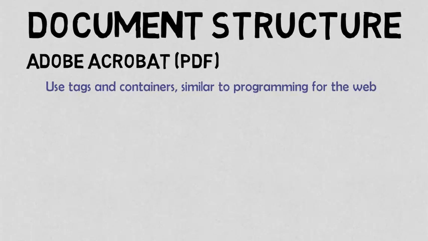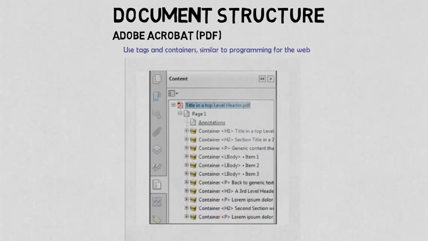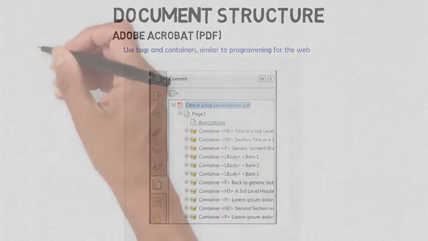For PDF documents made directly from the Microsoft applications using the Adobe add-in, much of the document structure transfers to the PDF automatically. However, for these or any PDF document, Adobe Acrobat makes use of tags and containers that take a bit more expertise to master. The Acrobat use of structured tags and containers may be more familiar to someone comfortable with web programming.